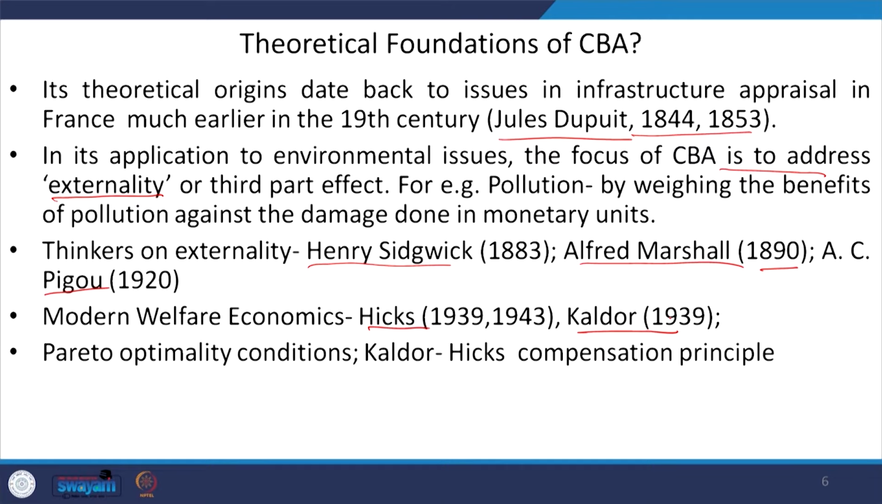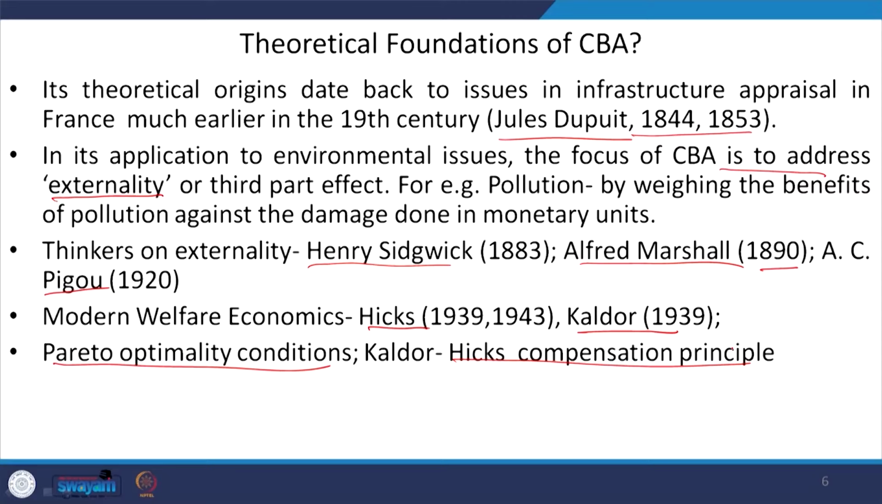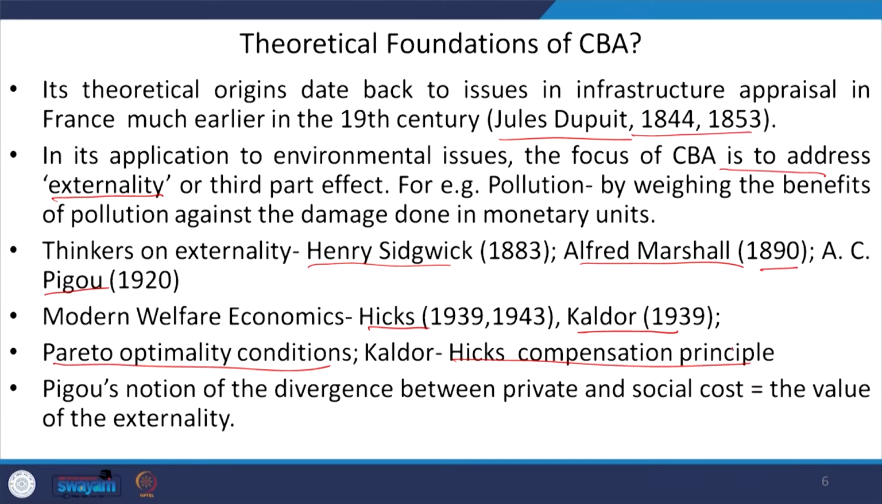And again we are very familiar with the Pareto optimality conditions in welfare economics, and also the Kaldor-Hicks compensation principle in the welfare aspects. So, all these theoretical underpinnings talk somewhere about the problem of externality, and we can link this cost benefit analysis to the externality problem. So, what exactly is the externality and how will you find it from all these theories?